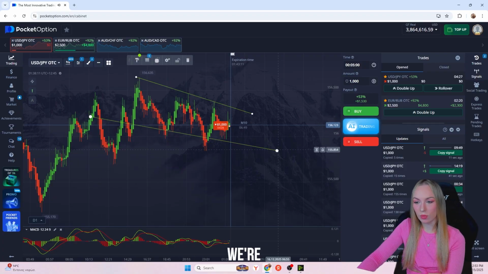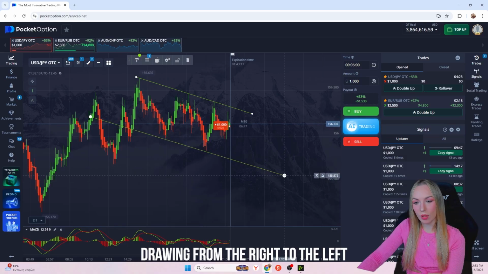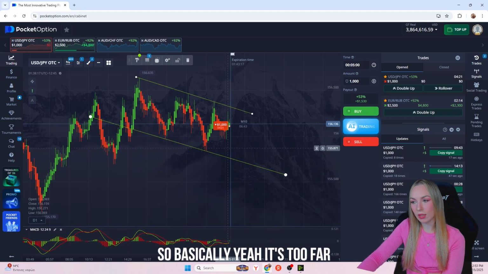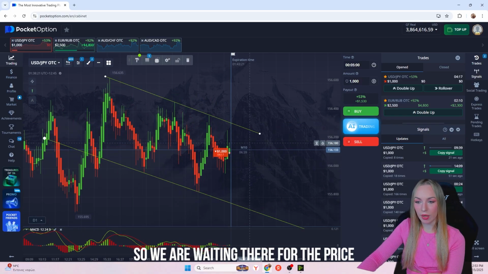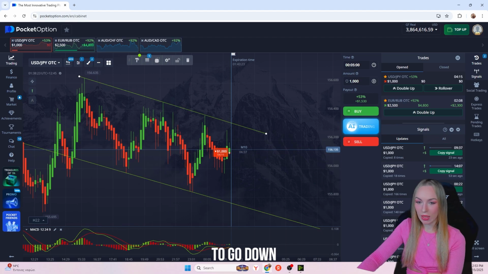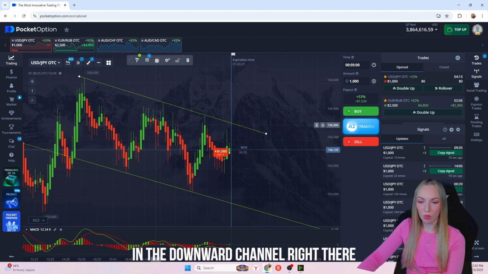Let's draw the trend line here, drawing from the right to the left. So basically, yeah, it's too far, so we are waiting for the price to go down. So basically it moves in the downward channel right there.